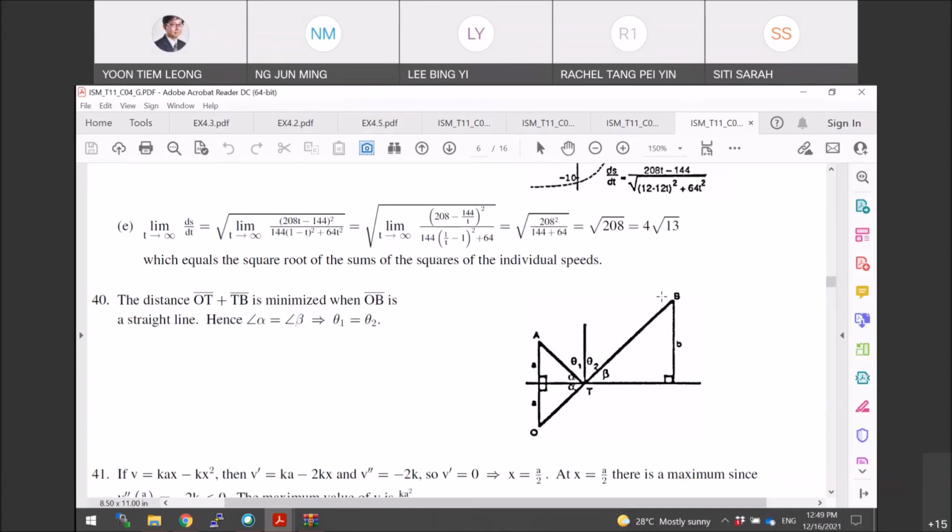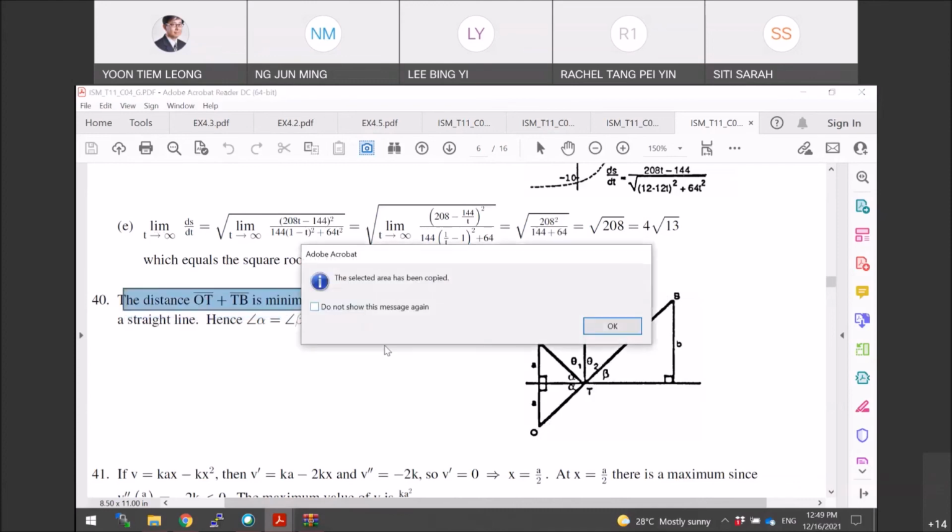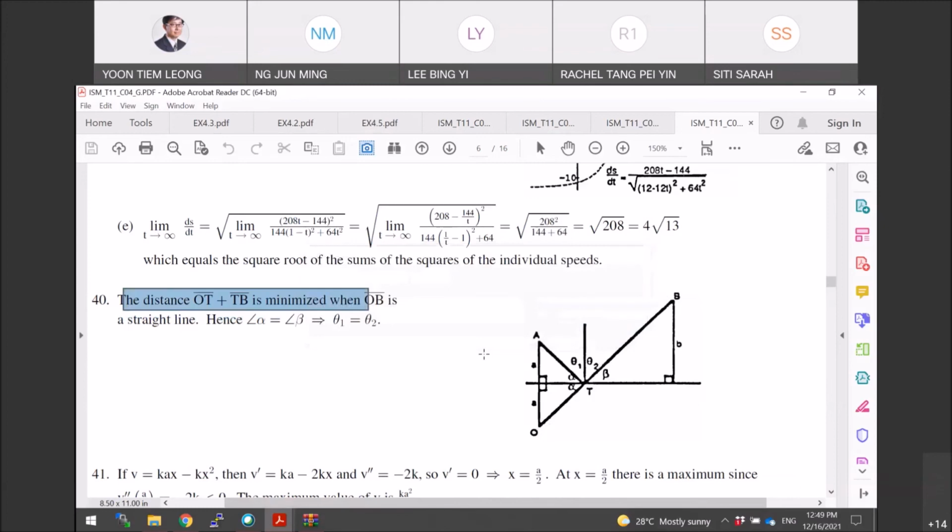I already mentioned in the previous slides, when I write down the time taken, it is just the length divided by c, right? So the time taken for traveling from O to T and T to B is directly proportional to the length from O to B, which is the sum of OT plus TB. So when you minimize the distance, that amounts to minimizing the time. I think that is what the solution says.